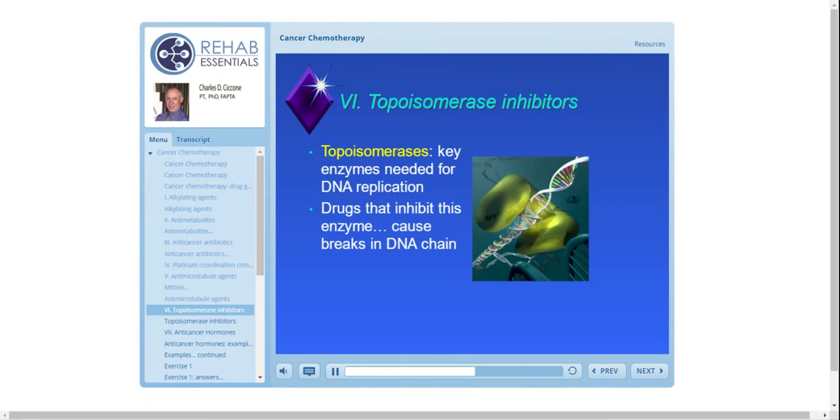The DNA molecule is very tightly coiled, and as you start to replicate it, you need to release some of this tension. It's almost like unzipping a zipper, and the zipper gets stuck. This enzyme, the topoisomerase, relieves some of the tension and allows this unzipping to occur. Without that process, the DNA will fall apart at that point. We'll look at these drugs in the next slide.